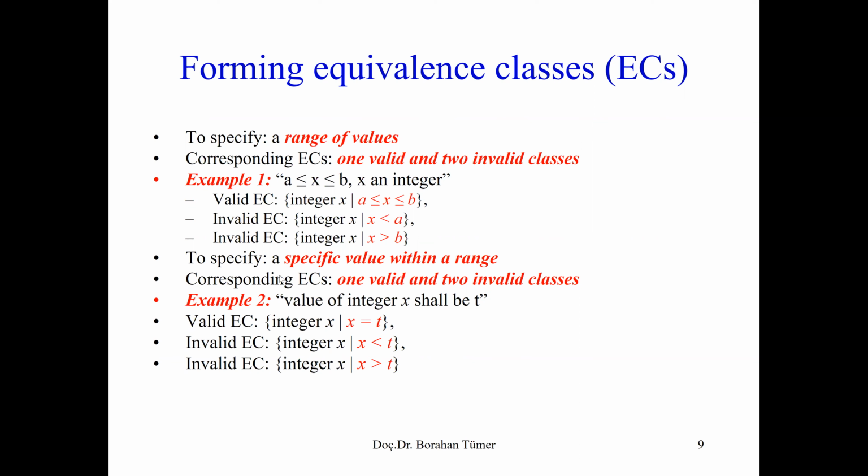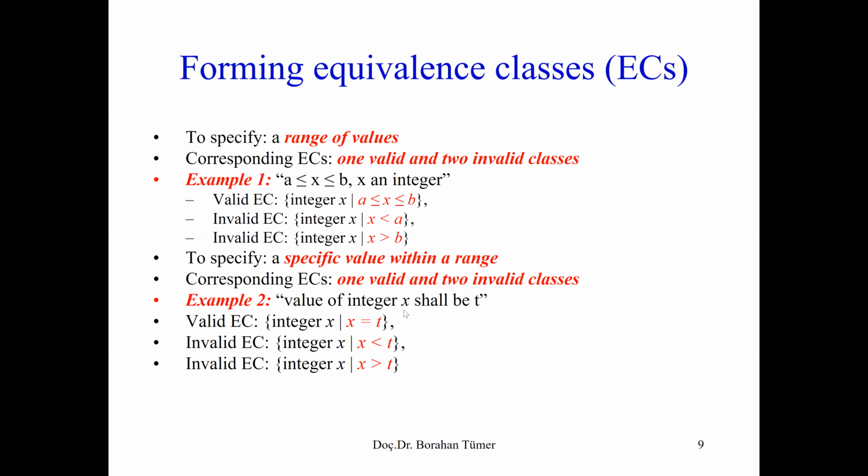So we want to specify a specific value within a range. Well, what should be the corresponding equivalence classes? And again, one valid and two invalid classes. All right. So let's look at the example here.